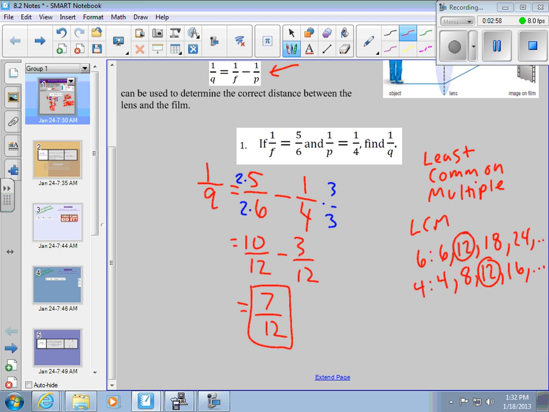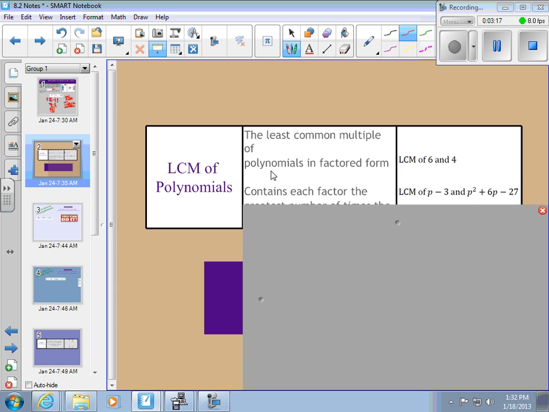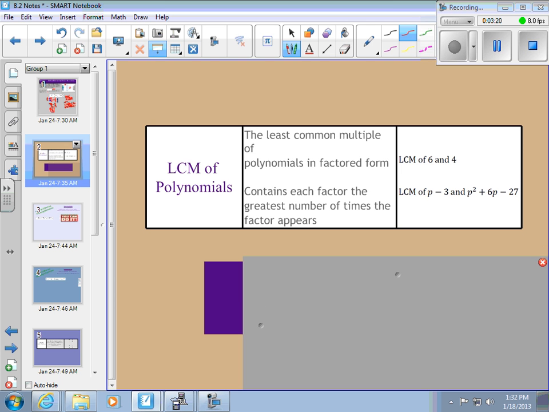And that's our answer. So when you want to add or subtract fractions, the key is to get the common denominator. And usually what we need to do is find the least common multiple. All right, so how do you find the LCM, or least common multiple, of polynomials? The least common multiple of polynomials in factored form, keyword being factored, contains each factor the greatest number of times the factor appears. So what we want to look at is how many times it appears, and we need to use it that many times.